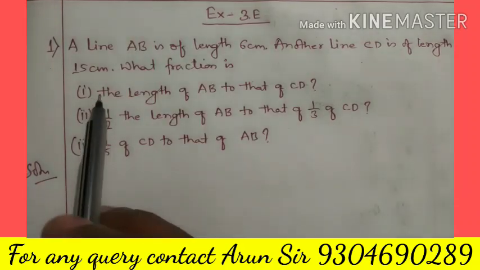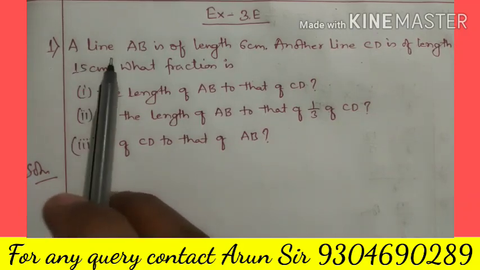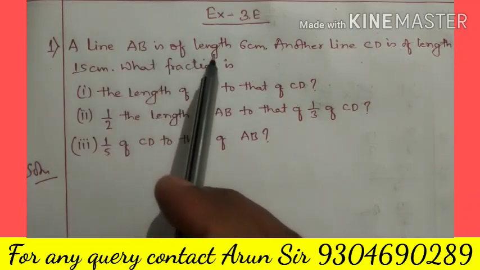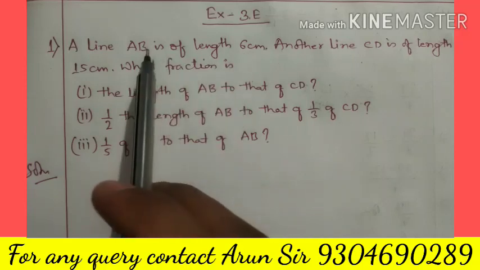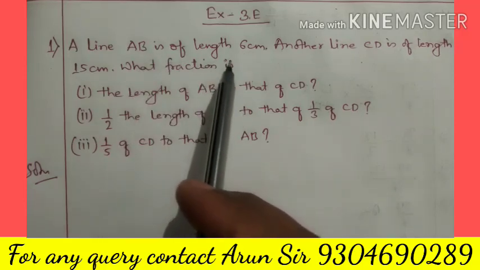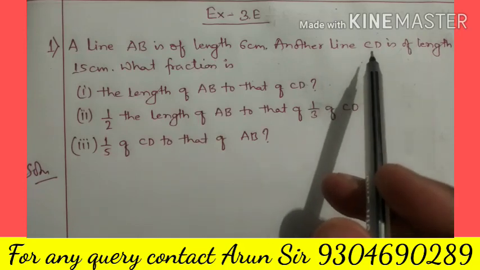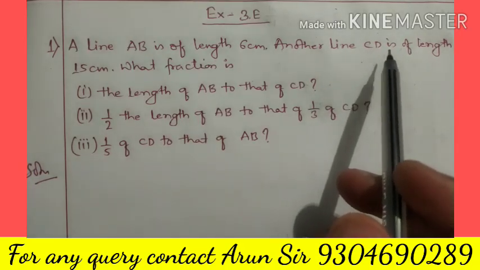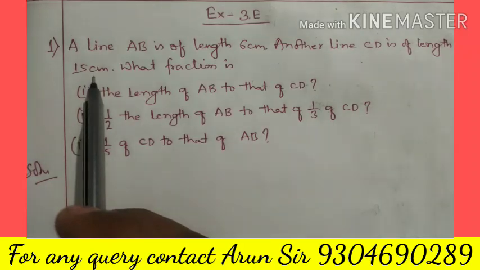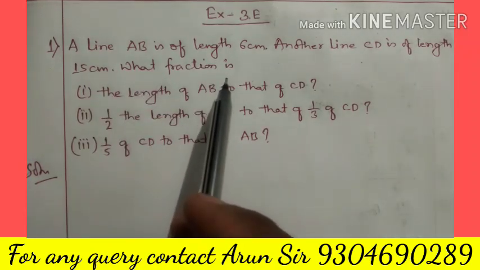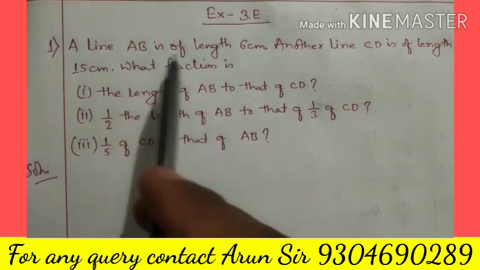Our first question, number 1, is saying a line AB is of length 6 centimeter. It means that AB is a line whose length is 6 centimeter. Another line CD, there is one more line whose name is CD, is of length 15 centimeter. What fraction is? It means we have to compare these segments.